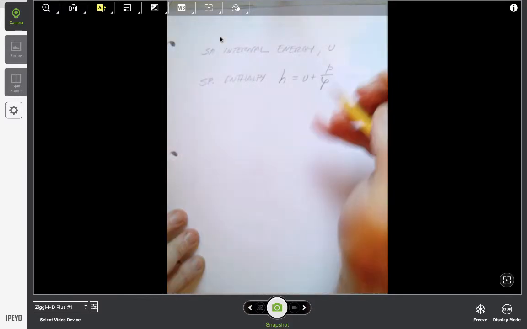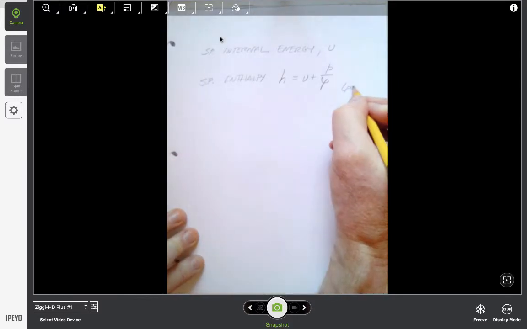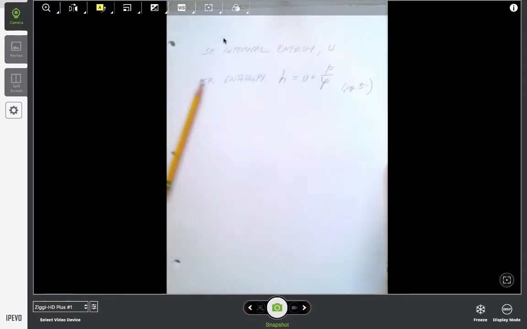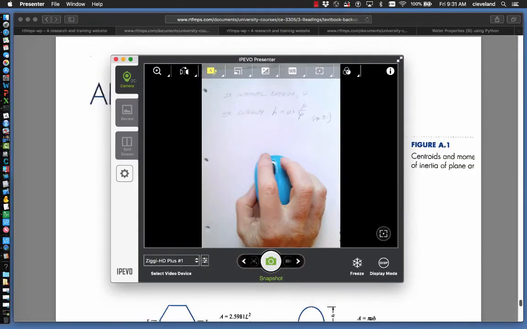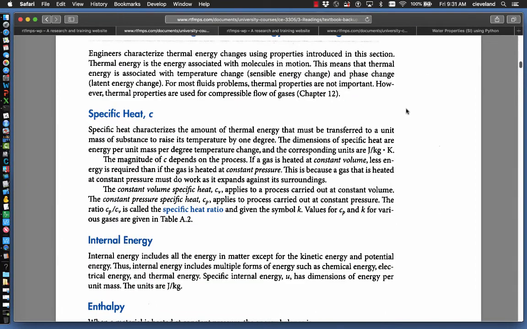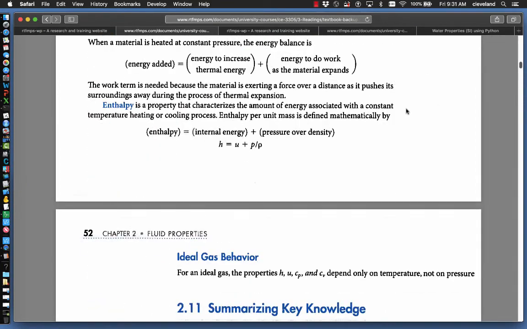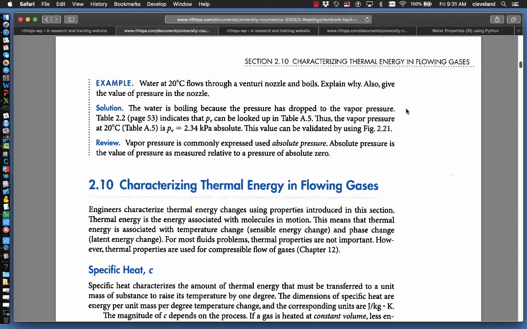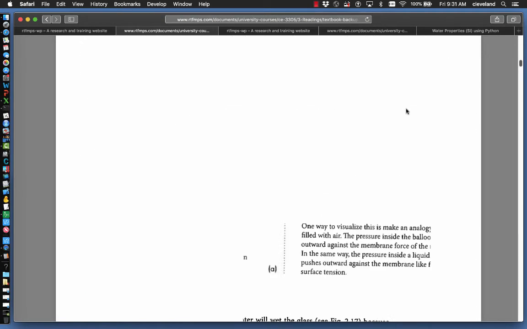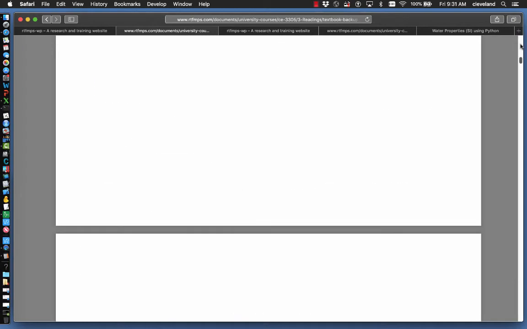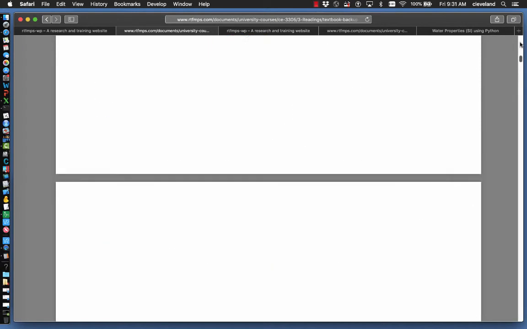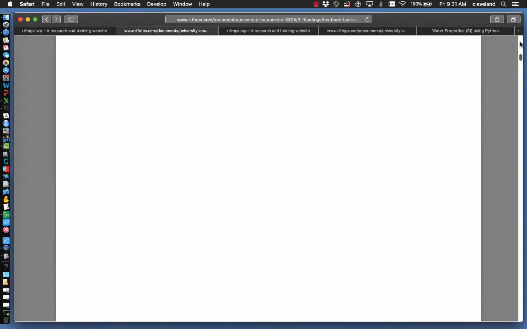So where we're at roughly in the textbook is around page 51, and we will take a look at that real quickly. So here's the specific heat, internal energy, and enthalpy, and the authors have a very nice description of that. Now I want to return to something called the equation of state for gas to examine that in some detail.